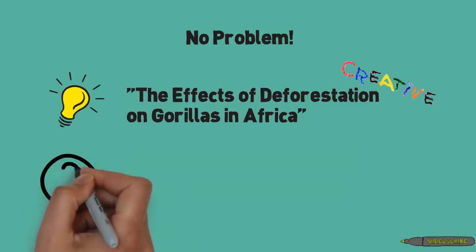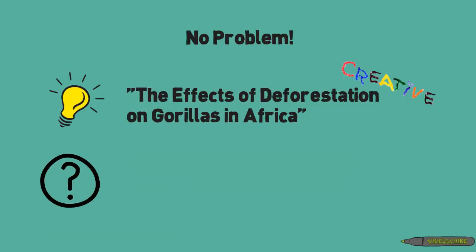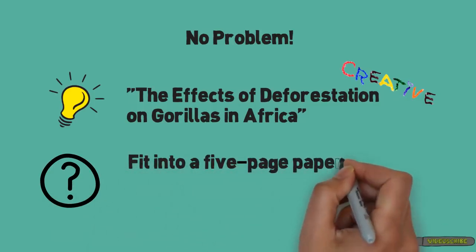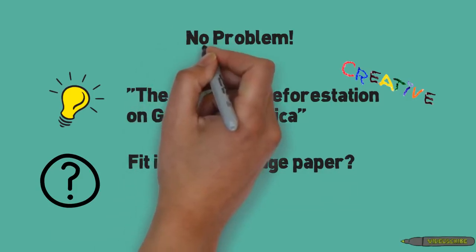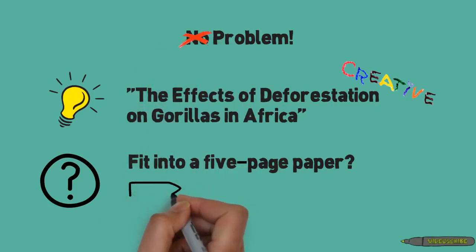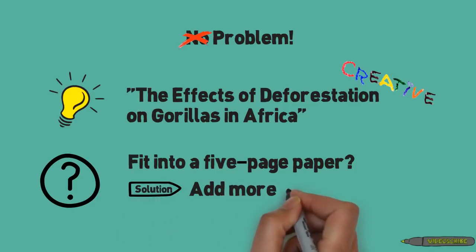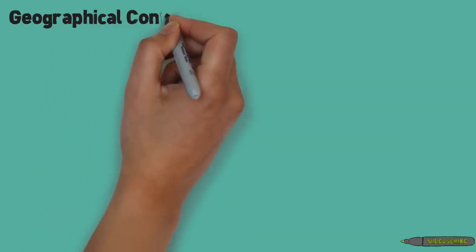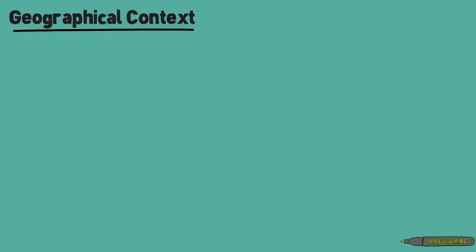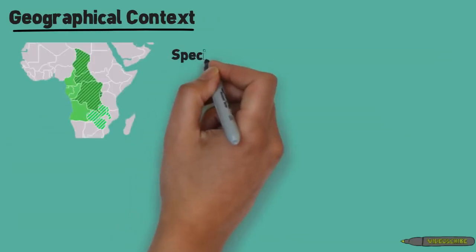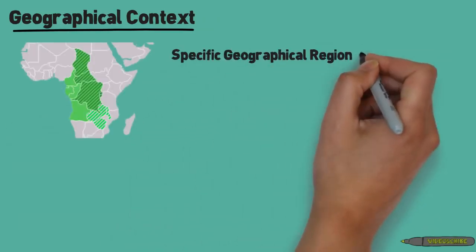Well, not so fast. Remember, your paper is only supposed to be 5 pages. How are you going to fit that topic into a 5-page paper? That's going to be difficult. So what could you do instead? The key is to add more context. For example, you could add some geographical context to your paper. Is there a geographic region or country in which gorillas are specifically affected by deforestation?